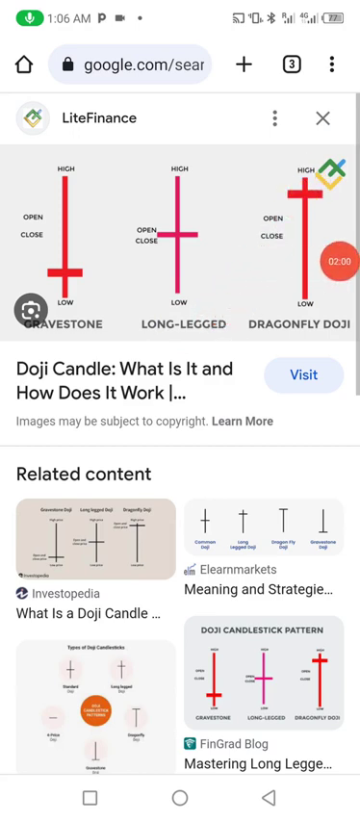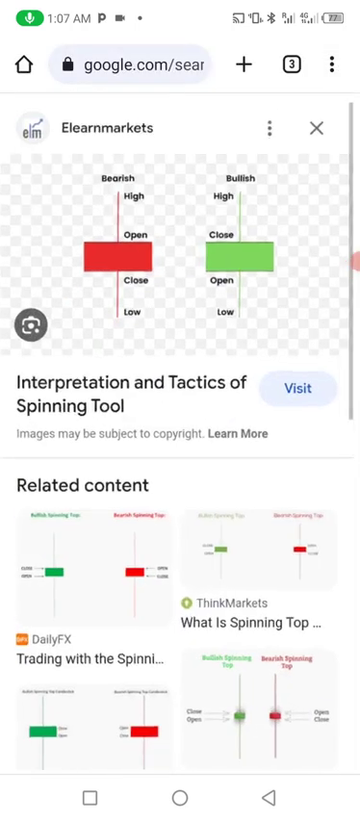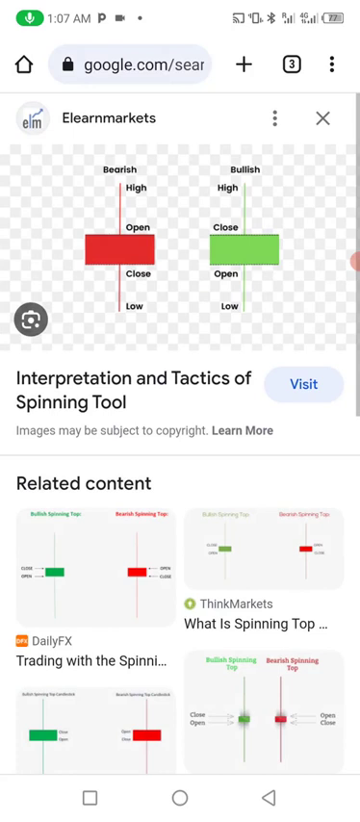Now there is something similar to doji in the doji family: the spinning top. A spinning top is a form of doji, but it has a measurable body. The body of the candle is a little bit big.